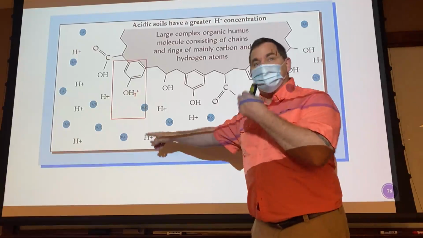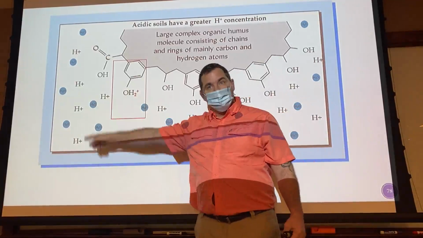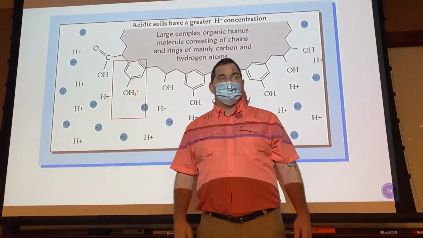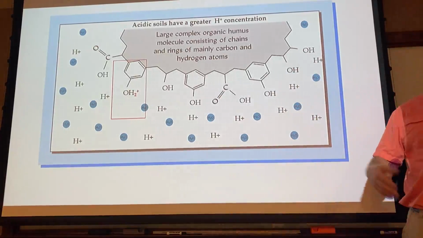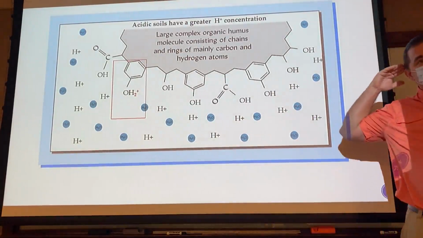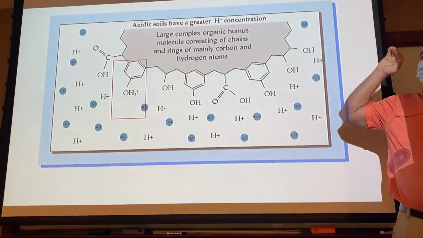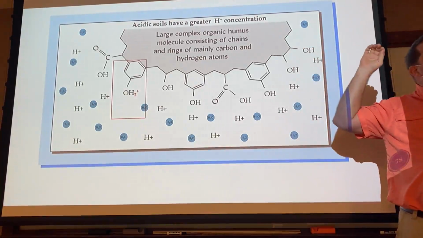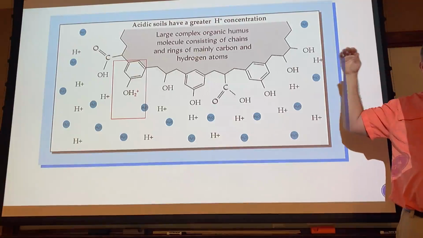Anions. So in acidic soils, we will be able to retain more anions. In alkaline soils, we will be able to retain more cations. So acidic, anions, and then you can think alkaline, cations, there's the K in there.